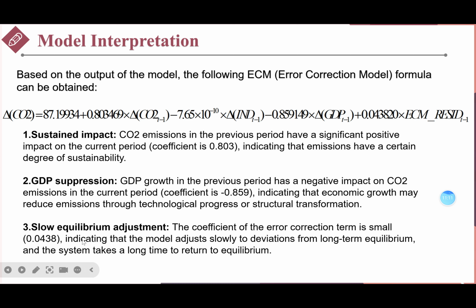And the slow equilibrium adjustment. The coefficient of the error correction term is small, which is 0.0438, indicating that the model adjusts slowly to deviations from long-term equilibrium, and the system takes a long time to return to equilibrium.